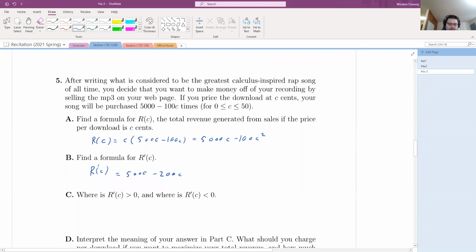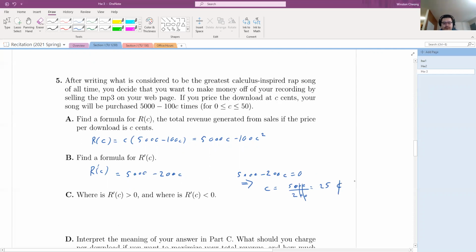Now we need to also determine when this function is positive and when it is negative. So we do this number line test. We'll set it equal to 0: 5,000 minus 200C equals 0. What is that going to give me? We would move the 200C to the other side and divide, so C is equal to 5,000 divided by 200. You can cancel off the zeros and get 50 over 2, which is just 25. Let's put units down: this is measured in cents, so 25 cents.